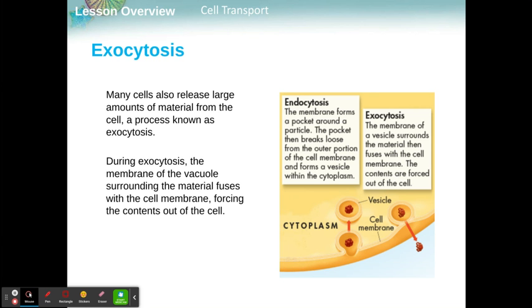Okay, with exocytosis, the opposite, removing it. Again, we have this vesicle travel to the cell membrane. It will fuse and then eject whatever the contents are in that vesicle outside of the cell.